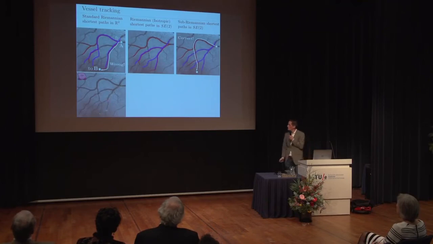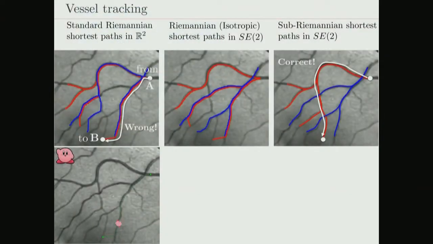So here are some animations that show what goes wrong if you directly do a waveform propagation in the image domain and then a backtracking.